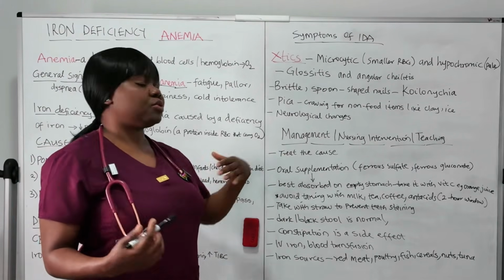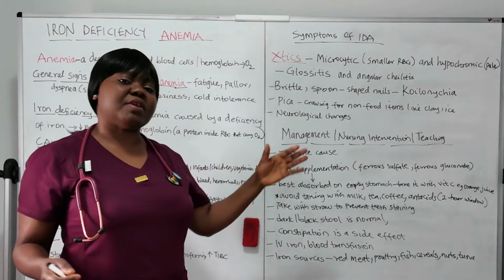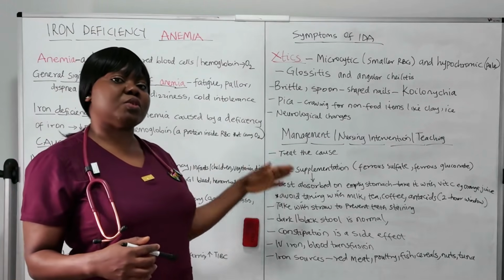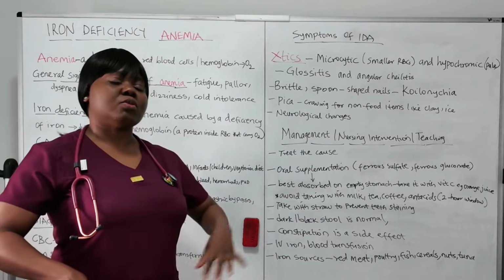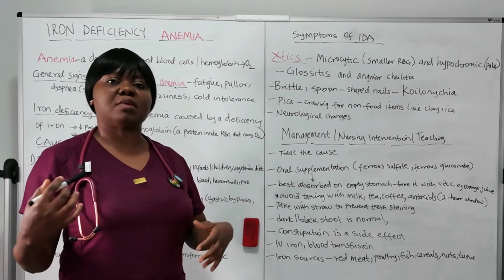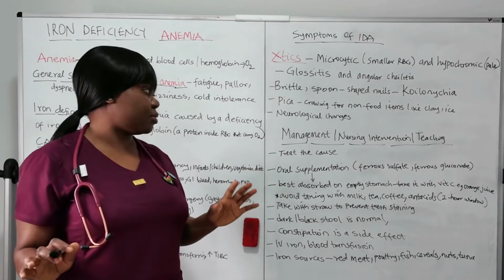Then we have neurological changes. This can also manifest in iron deficiency anemia, though it's more unique to pernicious anemia. I'll look at that in another video. So with these neurological changes, the patient can manifest some confusion, depression, and all that.